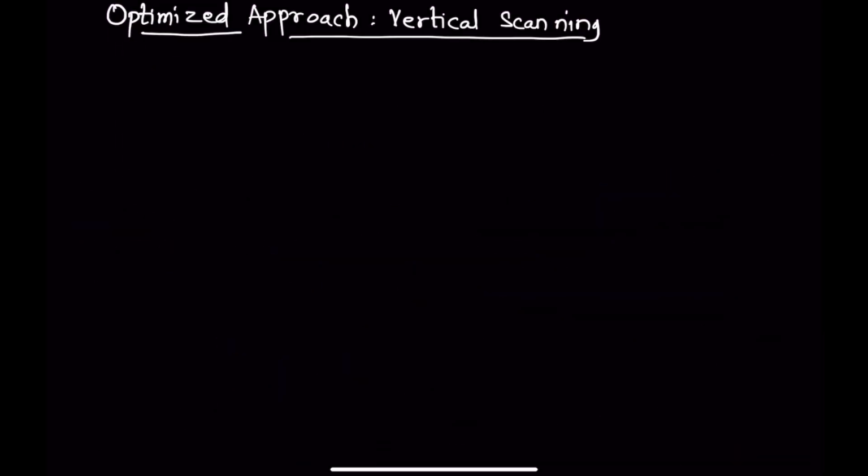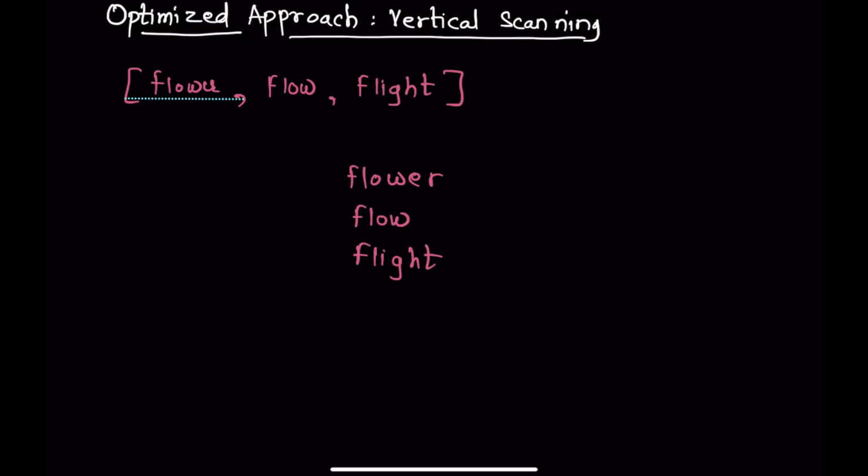Now let's discuss the optimized approach. In the previous approach, we were comparing full words, hence making more unnecessary comparisons, right? In this approach, we compare column by column. Let's understand this by example. Let's take the same example again. We'll start from the first character of the first word, which is F from flower. For every string in the array, check if F matches with the first character of the other strings or not.